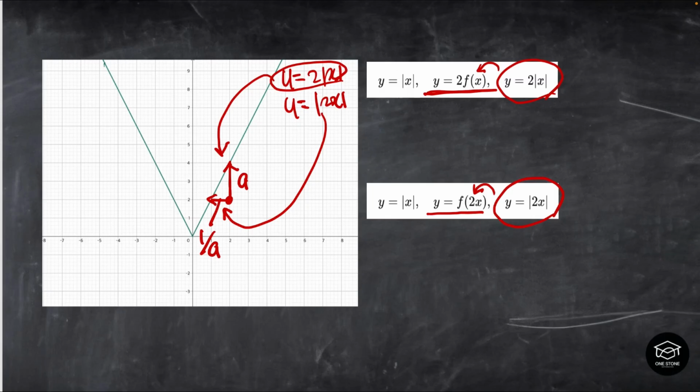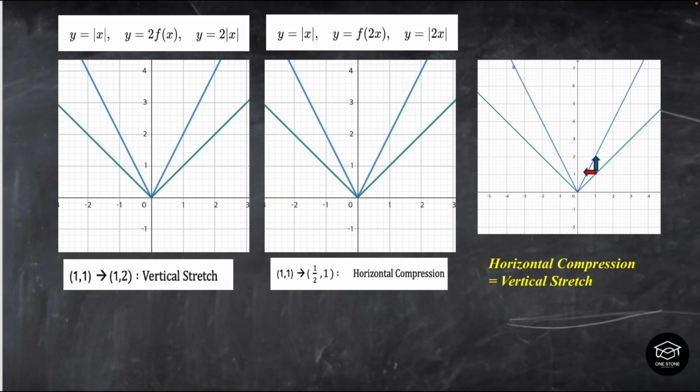Let's start with the original function, y equals the absolute value of x. Suppose we look at the point (1, 1). Under the transformation y equals 2 times f of x, this point becomes (1, 2). Here, the x value stays the same, but the y value is multiplied by 2.